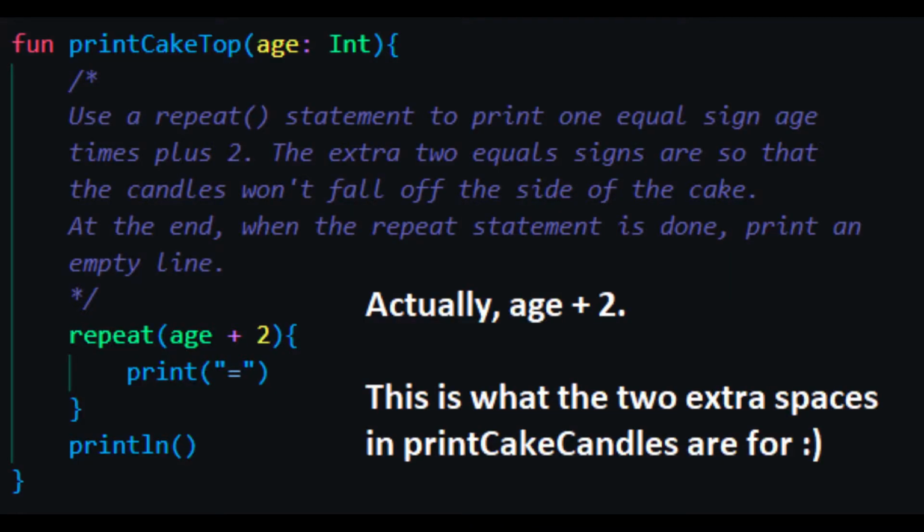The print cake top method printed the top part of the cake, and it used equal signs. Like I said before, the equal signs are a little wider than the vertical symbol is. Because of that, that's where the spaces come in from the print cake top function. So the top part of the cake is a series of equal signs equal to the age of the person.